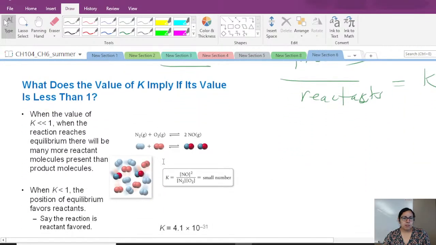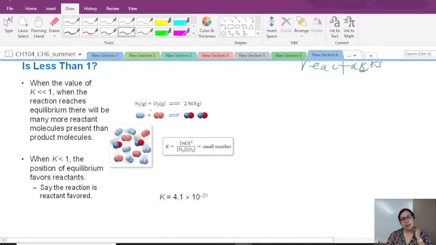And then of course, right, if we have a value much less than 1, and this one makes sense, so if you have nitrogen plus oxygen to give us NO, if you were actually to calculate this, it would give you a K of 4.1 times 10 to the negative 31. So that implies, right, not a lot of NO, so it's mainly reactants. And that makes sense, right? Because if nitrogen and oxygen reacted just spontaneously, we wouldn't have much oxygen to breathe. It would all be NO.